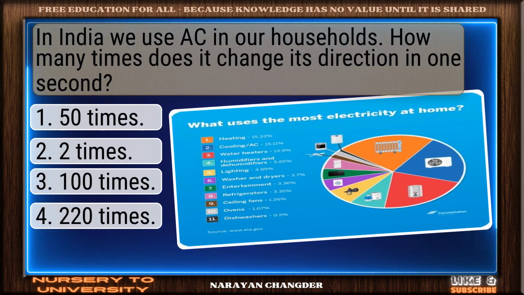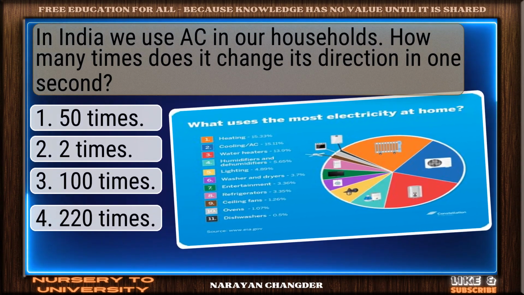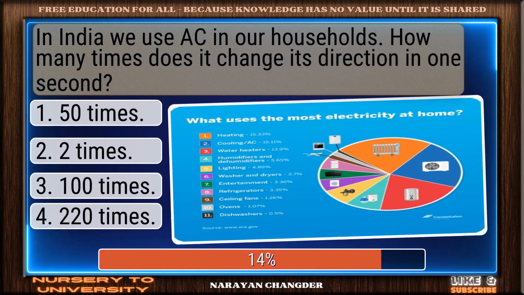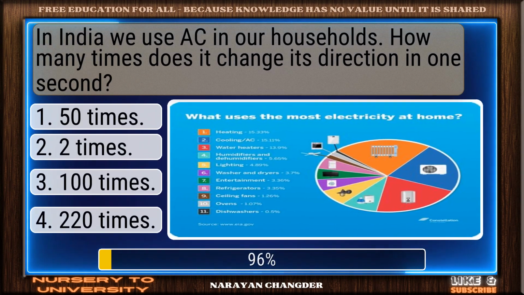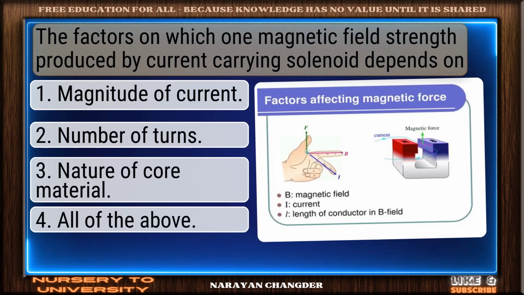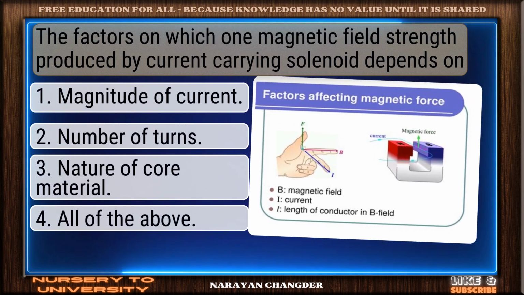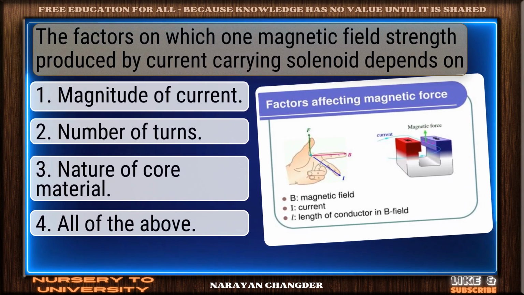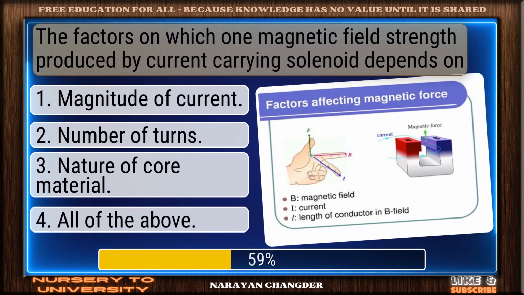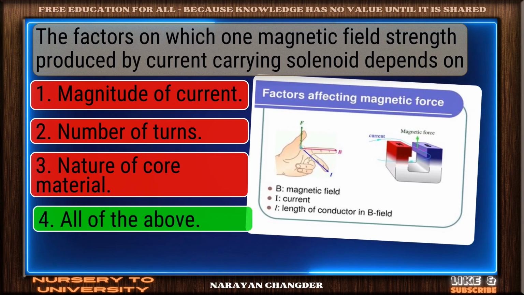In India, we use AC in our households. How many times does it change its direction in 1 second? Valid point. 100 times is true. The factors on which the magnetic field strength produced by current carrying solenoid depends on. Well done. All of the above is right.